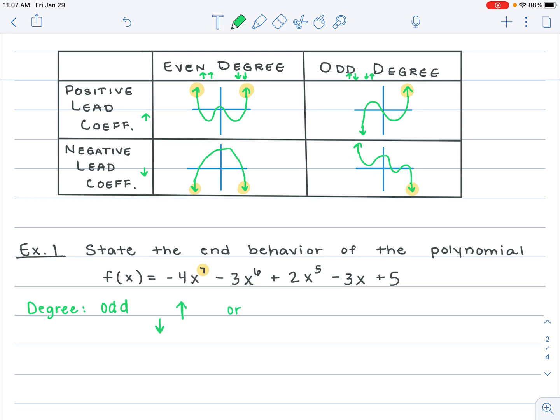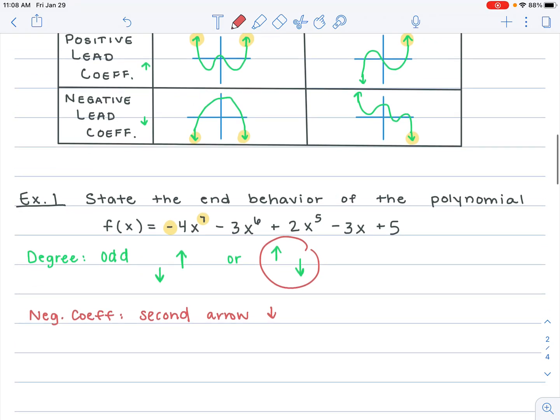So that's an odd degree, which means my arrows are either going to be looking like this or this. They're going to be going different directions. So the degree tells you the directions of the function. Now, the negative coefficient here tells me my second arrow has to be facing down, which means out of these options it's going to look something like that.